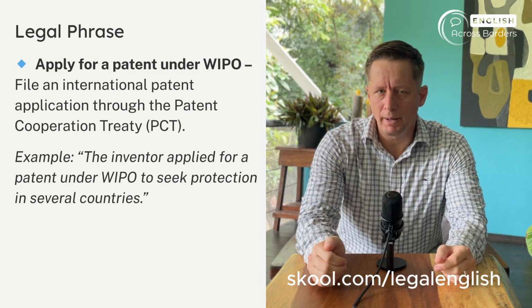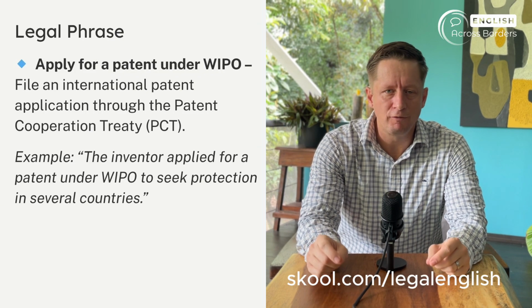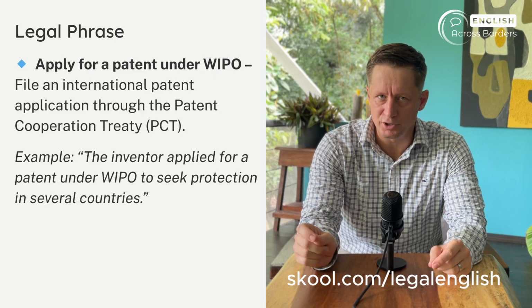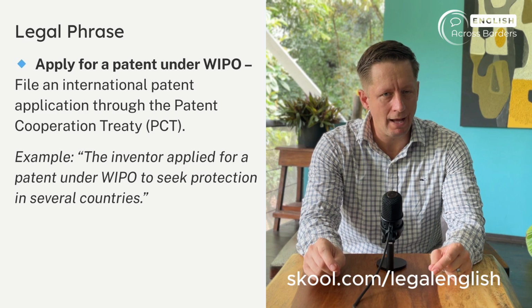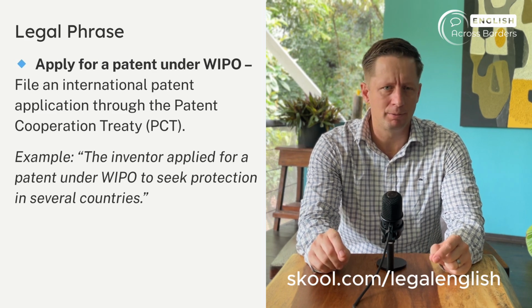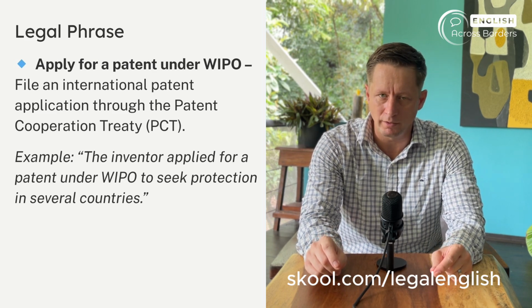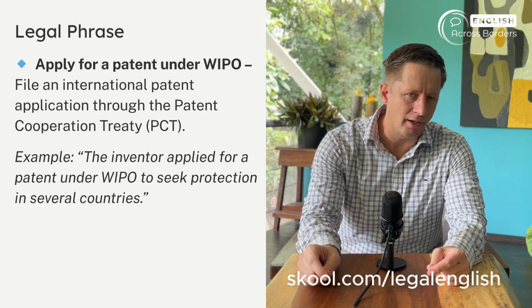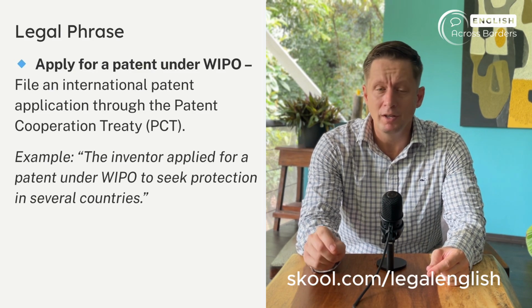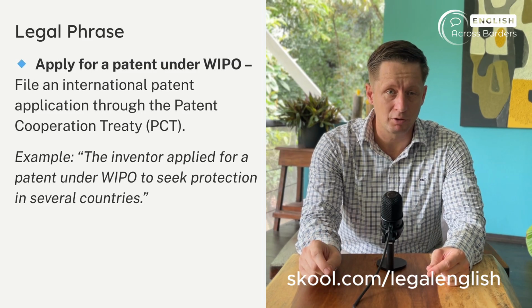To apply for a patent under WIPO means to file through the Patent Cooperation Treaty, or PCT. This doesn't give one global patent, but it simplifies applying in many countries at once. Let's look at an example. The inventor applied for a patent under WIPO to seek protection in several countries.